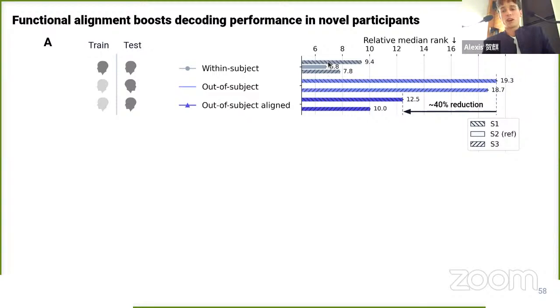What I've represented in gray here is the performance when we train and test these decoders in the same participant. Just below is the median rank, so the performance, when we use the anatomical co-registration. So you see that the performance drops. And the line just below is when we align test participants to training participants using our Fugue method. And you see that we recover a lot of the performance that was initially present in these decoders.